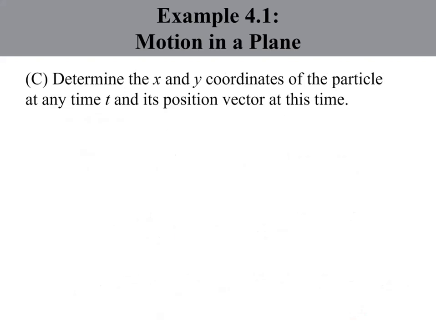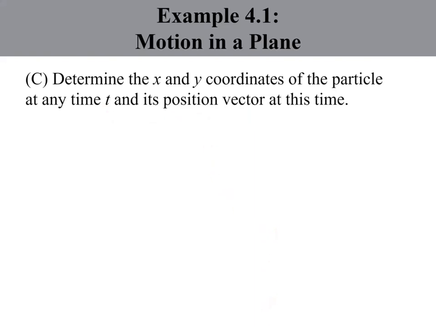Right, next, C, determine the x and y coordinate of the particle at any time and its position vector at this time. So same as before, when it says x and y, it asks for x and y in terms of any time t, which means it is asking for an equation. Basically these two are displacement, or distance, at any time, which means the equation must have t. And then later it also asks for the position vector.